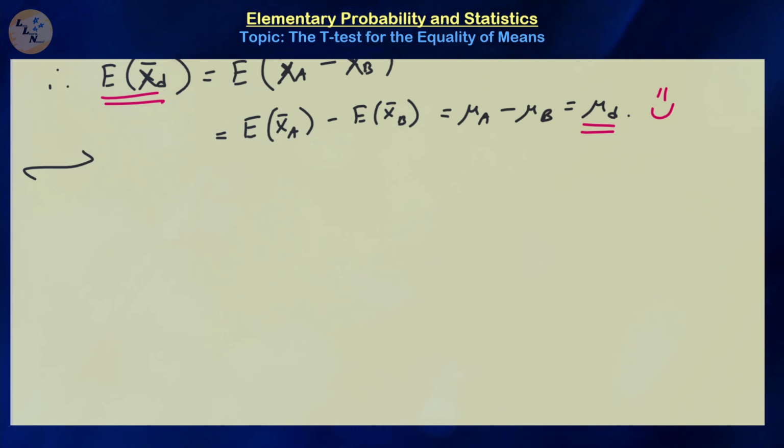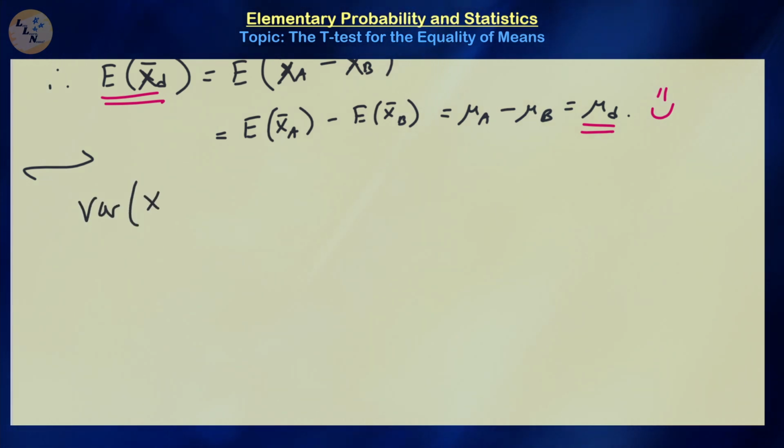Now we need to figure out what the standard error associated to this estimate is for this particular parameter, mu d. So we of course begin the same exact way, by finding the variance of this.